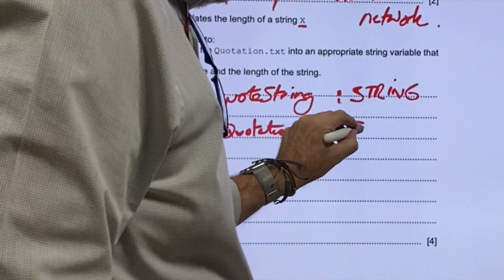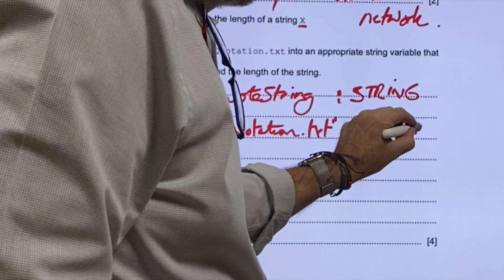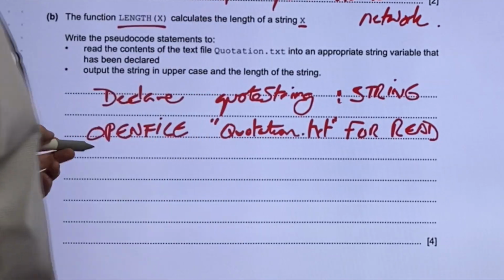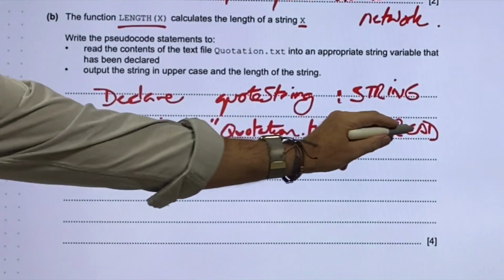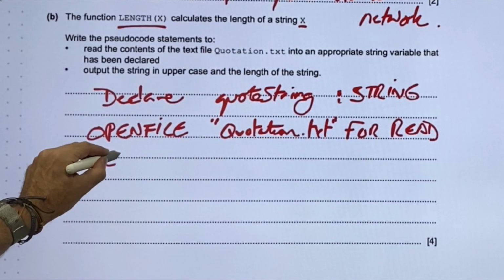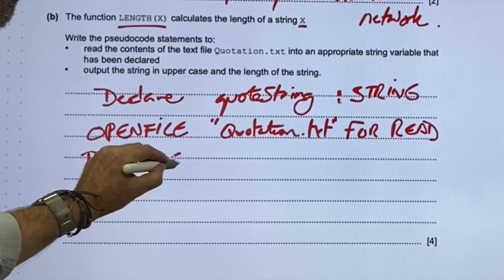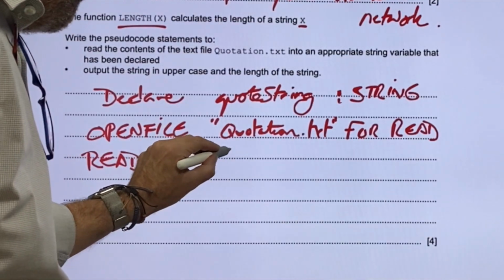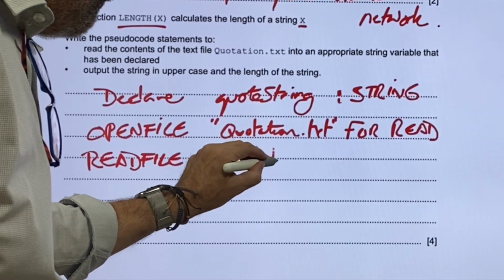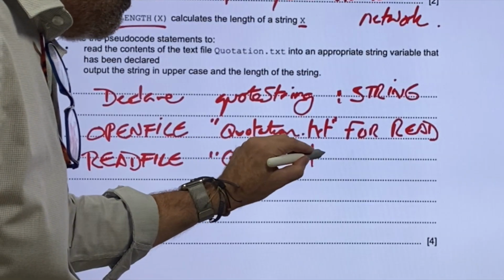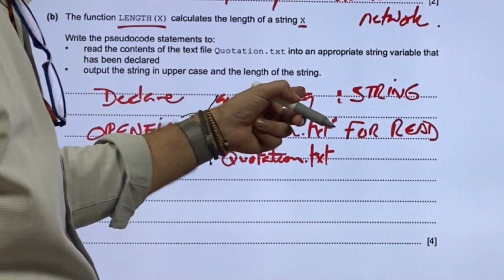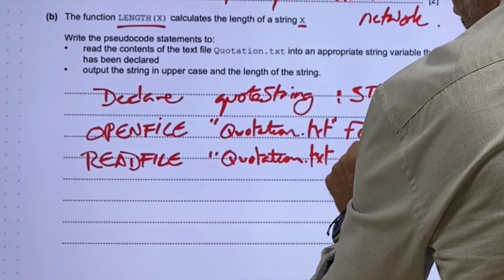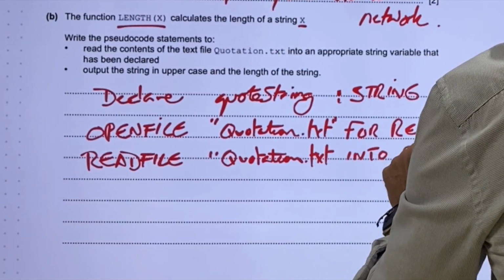What do I want to do with it? For read. I don't want to write to it yet. I just want to open file quotation.text for reading. But then, based on that, I'm going to read file. What am I going to read? I'm going to read the file quotation.text. Read to where? I'm going to read it into this quote string I've created. So I'm going to read into quote string.